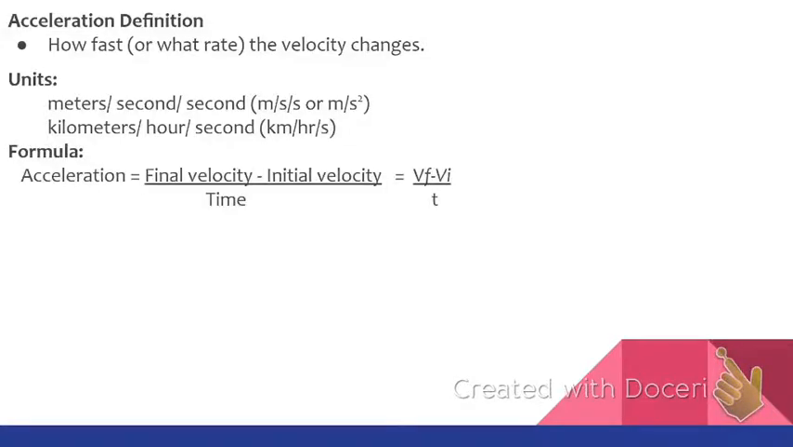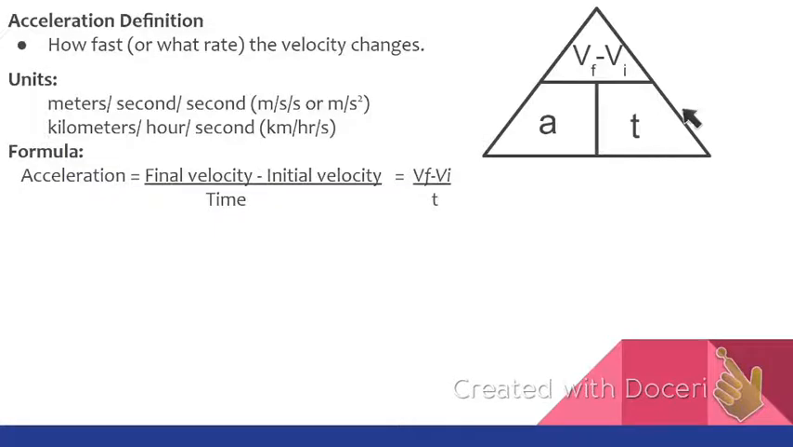Our formula is acceleration equals final velocity minus initial velocity over time. How we shorten that is we just say velocity final minus velocity initial over time. So that little subscript f and that little subscript i equal final and initial. Here's a great shorthand way to write that.